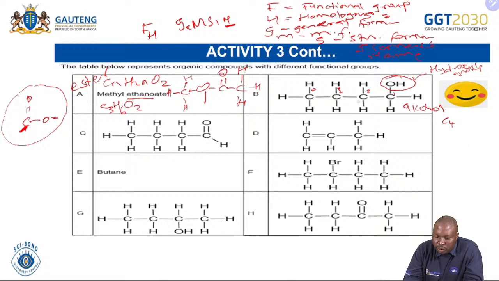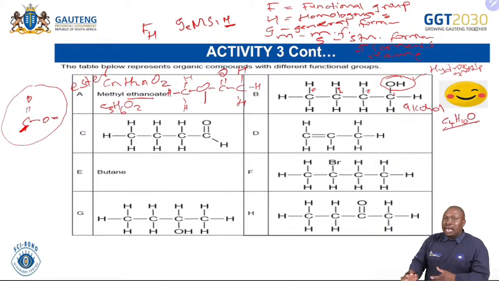How many hydrogens do we have? 1, 2, 3, 4, 5, 6, 7, 8, 9. You can easily forget that we have another hydrogen attached to the oxygen. We are having the hydrogen attached to the oxygen, so it's a hydrogen as well. So you must count it. So it will be 1, 2, 3, 4, 5, 6, 7, 8, 9, 10. So it's a C4H10O.